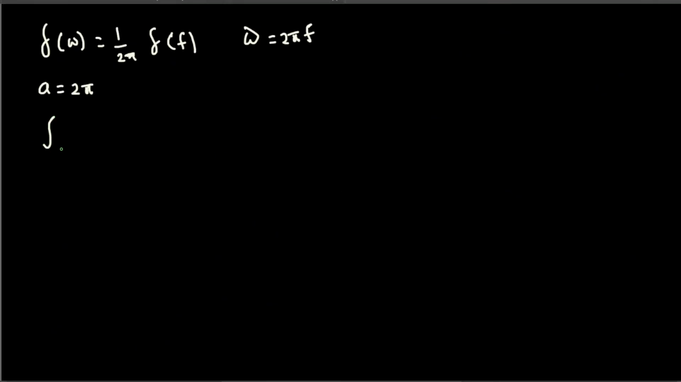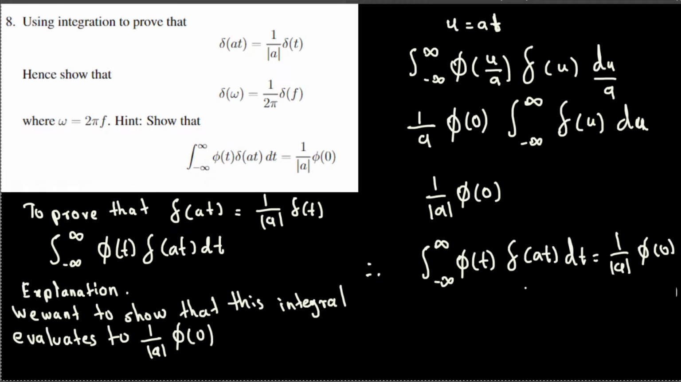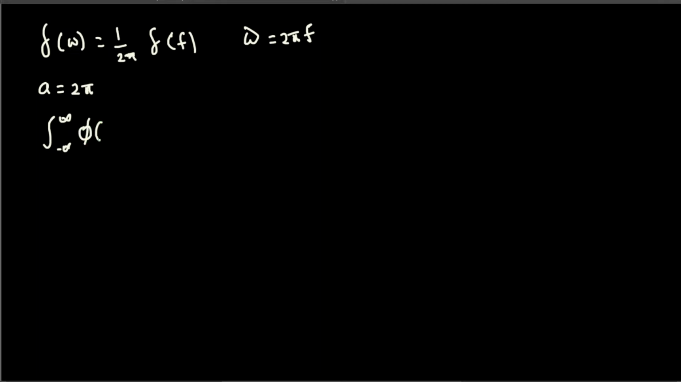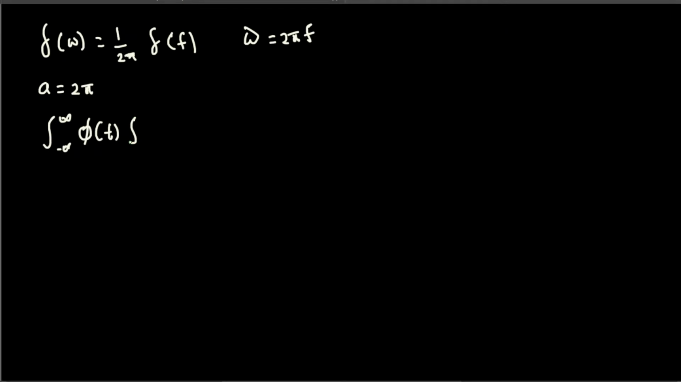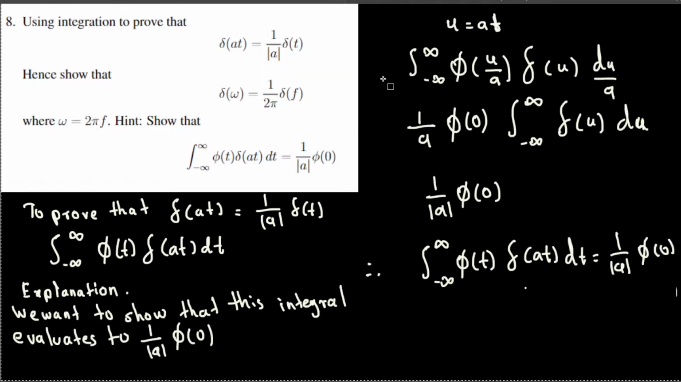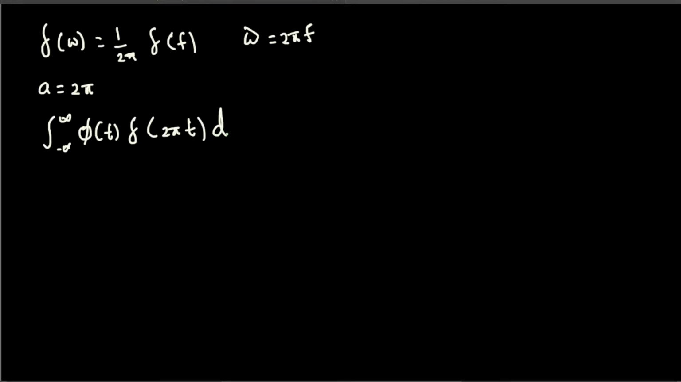Let's do that here. Integration from negative infinity to infinity, then that's φ(t), and then δ(at). Instead of a we are going to replace it with 2π, then we have t, then dt. Okay, so if we integrate this one, what's going to happen?